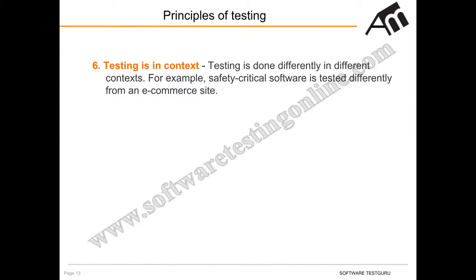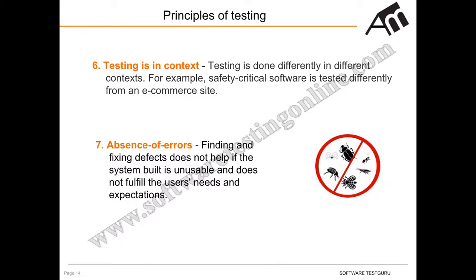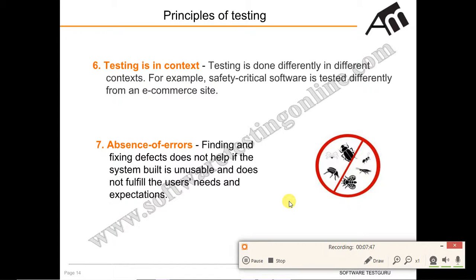Testing is context driven, which actually means that testing a product which is present inside a vehicle and testing e-commerce websites are relatively different. They require a different set of test sequences and test approach. Absence of errors fallacy: there are two different contexts in this. Absence of errors means that you find more defects in the software and more defects are fixed in the software. It does not mean that the software quality is good.